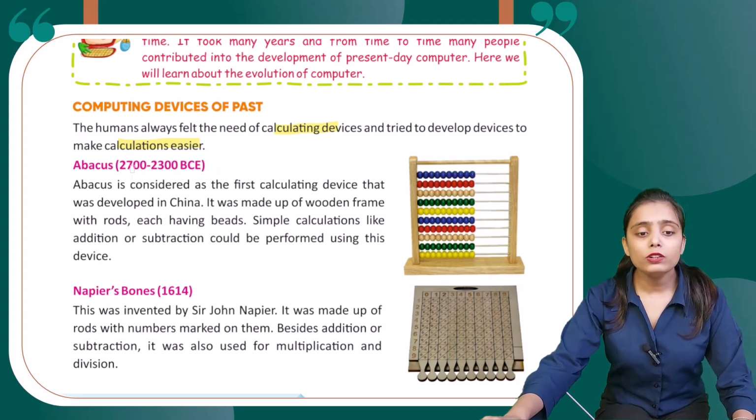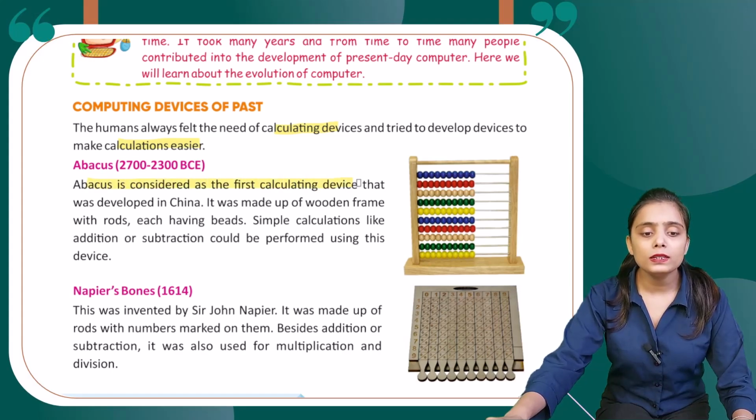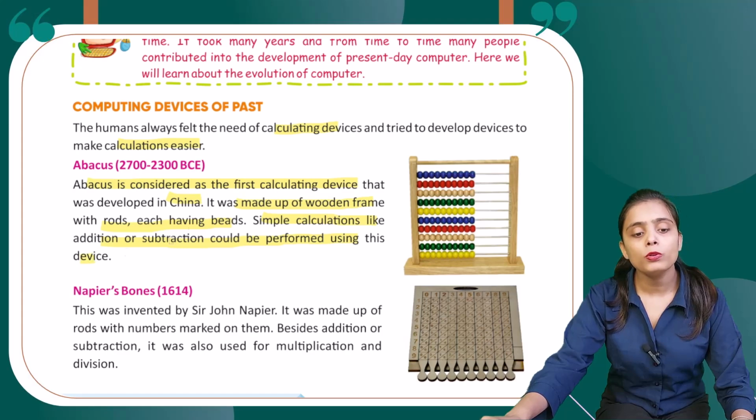So the first device was the abacus, 2700 to 2300 BCE. Abacus is considered as the first calculating device that was developed in China. It was made up of a wooden frame with rods, each having beads. Here you can see in the picture, it has rods, and in a particular rod you can see a number of beads. Simple calculation like addition or subtraction could be performed using this device.